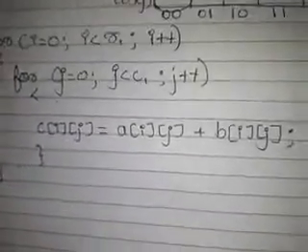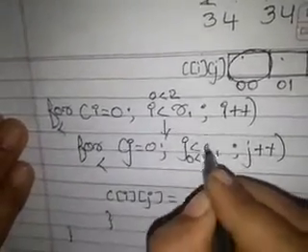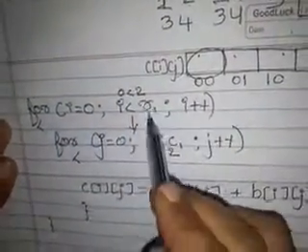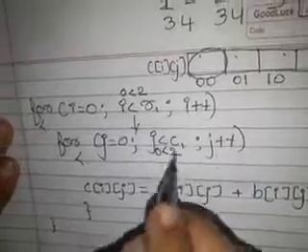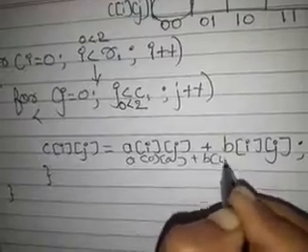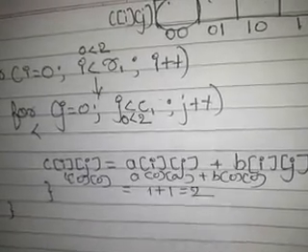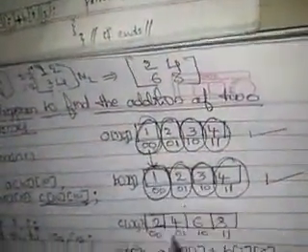I is 0. 0 is less than 2. Yes, it is true. It will come inside. J is 0. 0 is less than 2, because the order of either matrix is 2. That's why it is 2 on both sides, R1 and C1. Both are true. So A of 0, 0 plus B of 0, 0 takes place and is assigned to C of 0, 0. That is nothing but 1 plus 1 is equal to 2. In the sense, this particular element will be fetched now. That is, I will be getting 2 here.